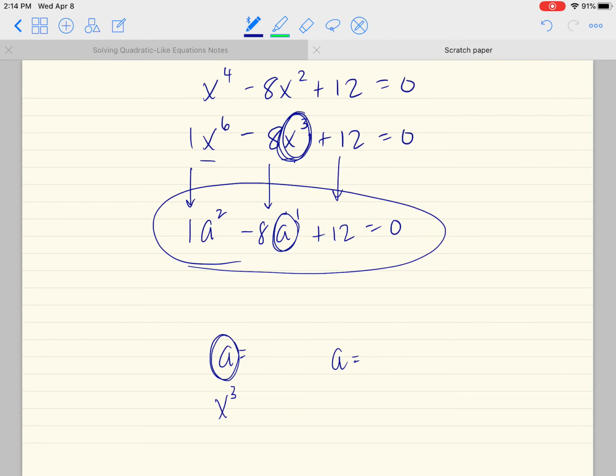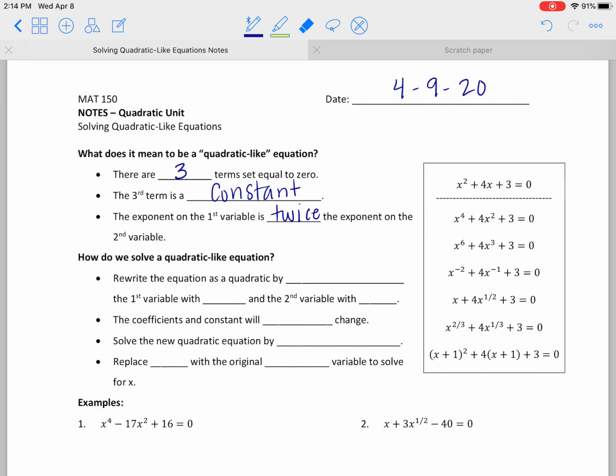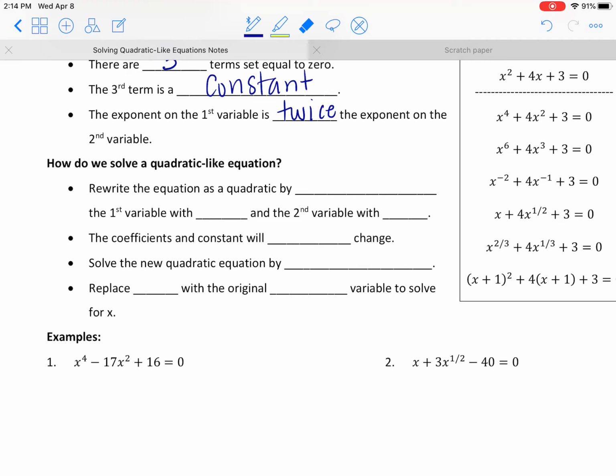And the a that we have here is always going to be replacing this middle variable. So once we solve for a, we're going to replace a with what it replaced, which is our middle variable, and that's where we're going to be able to solve. So what we're doing here is we're rewriting the equation as a quadratic by replacing, substituting, however you want to say that to yourself.